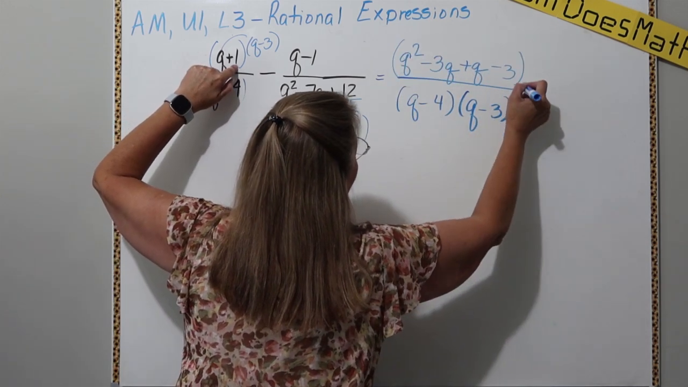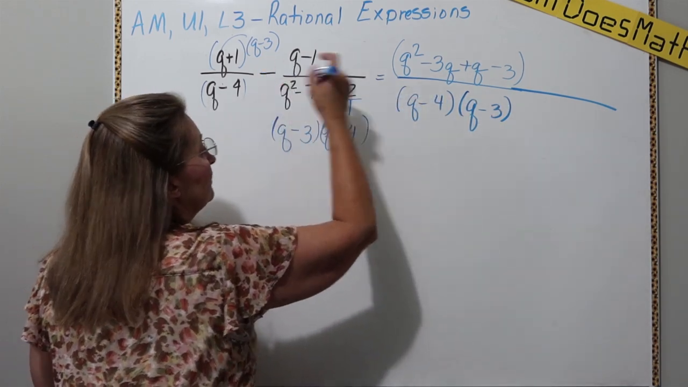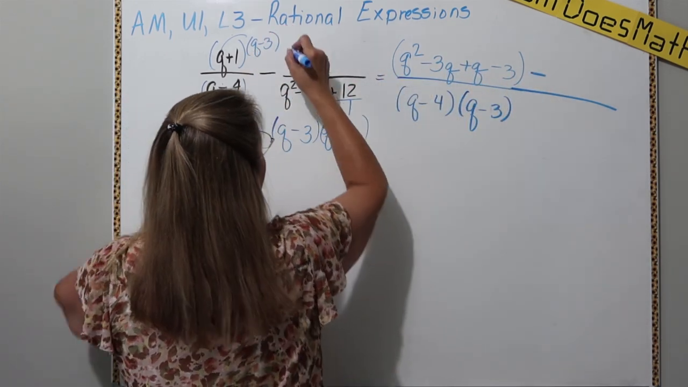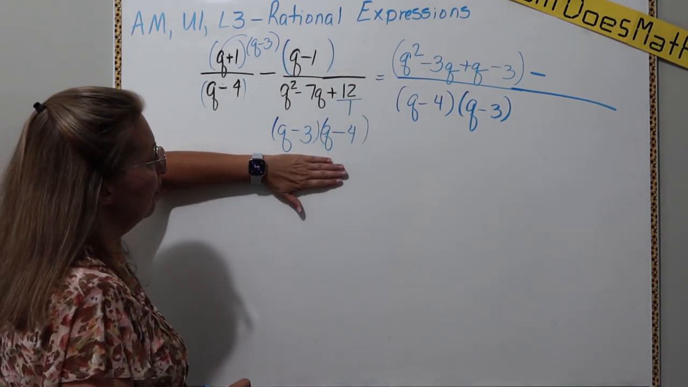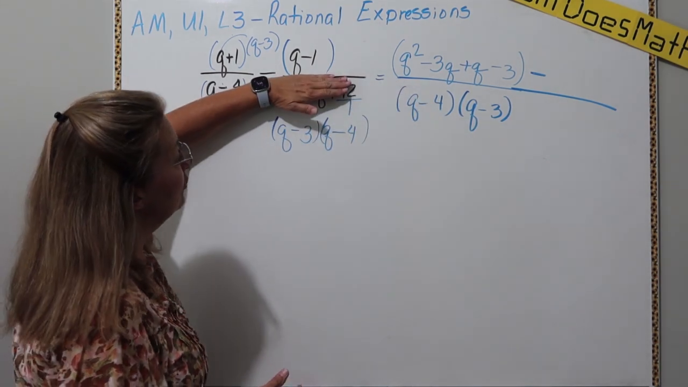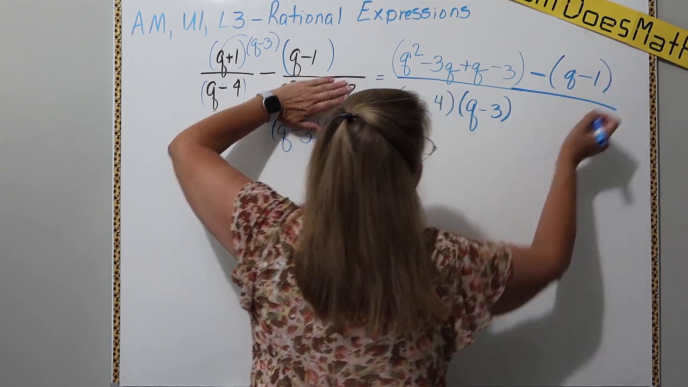Now that was the first part. And I'm doing that because this is subtracted. So everything for this numerator has to be adjusted for that minus sign. All right. What did you do to this old denominator to get the new one? You didn't do anything. So we're not going to do anything to this. We're just going to bring it over like it is.